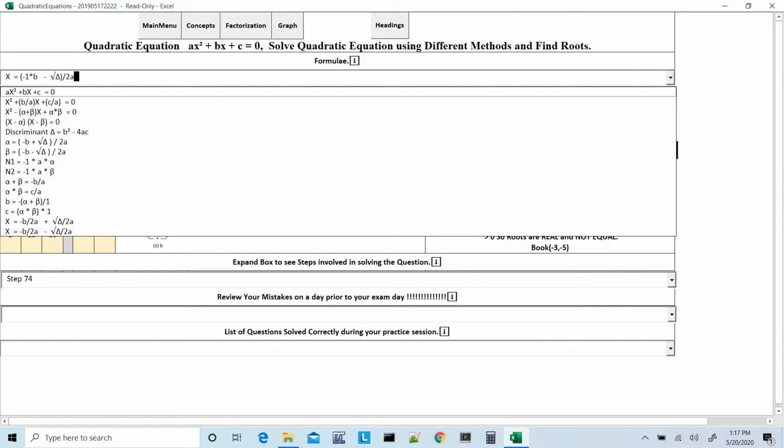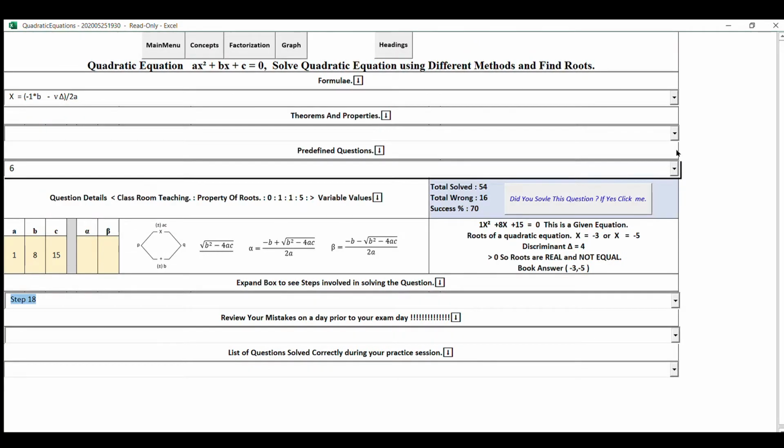So far you have understood that discriminant delta is equal to b square minus 4ac. Look at that formula. And look at this formula. Alpha is equal to minus b plus square root of discriminant divided by 2a, and beta is equal to minus b minus square root of delta divided by 2a. You can see those formulas here on the screen also. All right. Now let's see how it has solved that sum using the formula method. Let us not worry about anything else. Let's jump to the formula method.